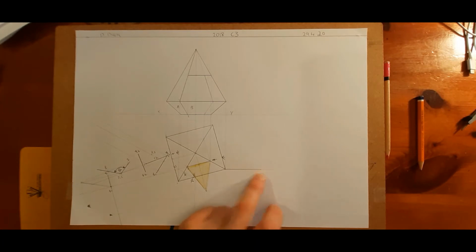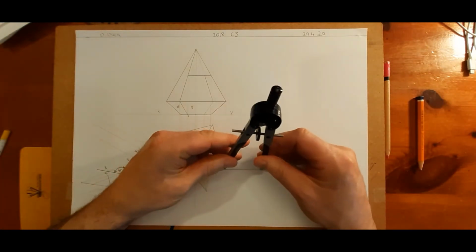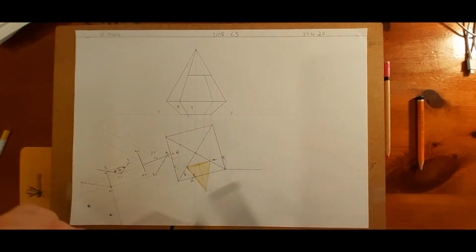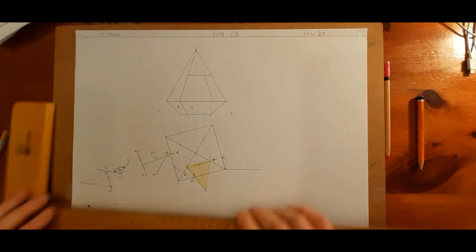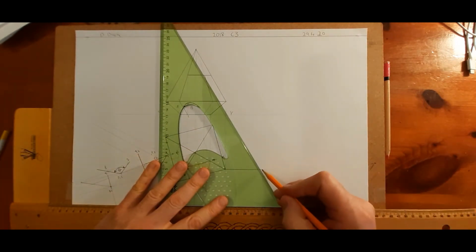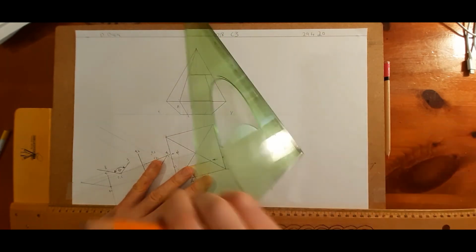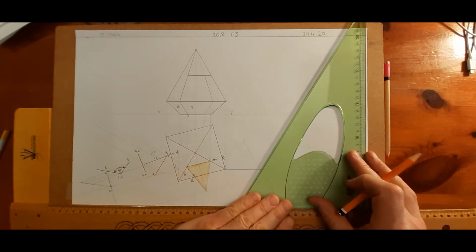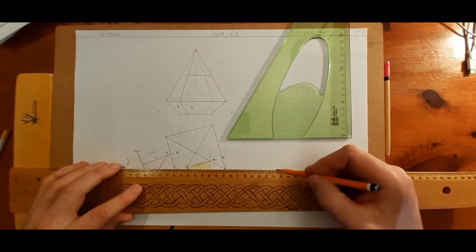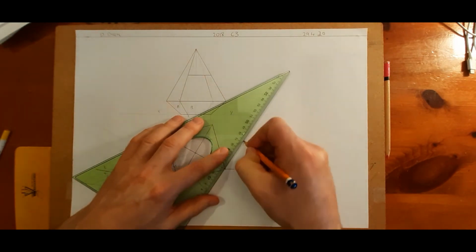That's no great secret. So I'm going to put down my compass here. I'm just going to swing a circle around here. If we get our 60-30 set square there, we can join these points in heavy.